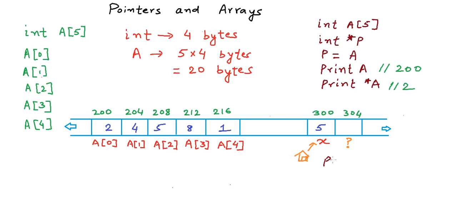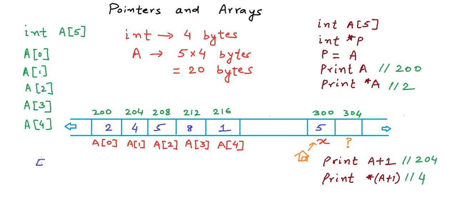So if we want to print a plus 1, then this will give us the address 204, and asterisk (a plus 1) will give us the value of the second element in the array.